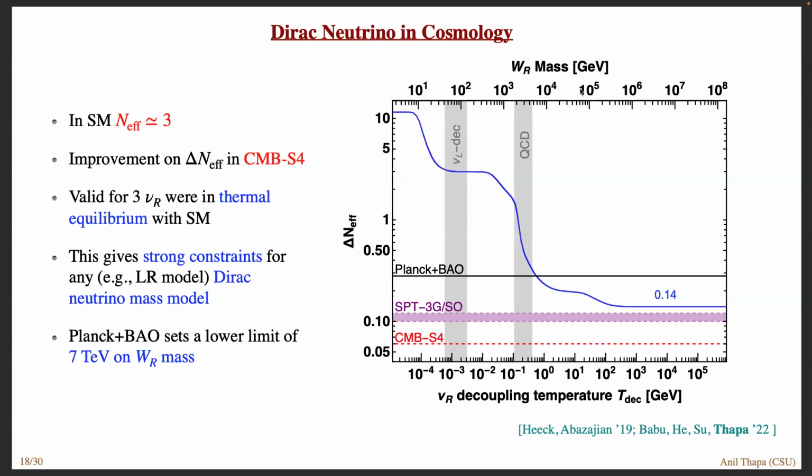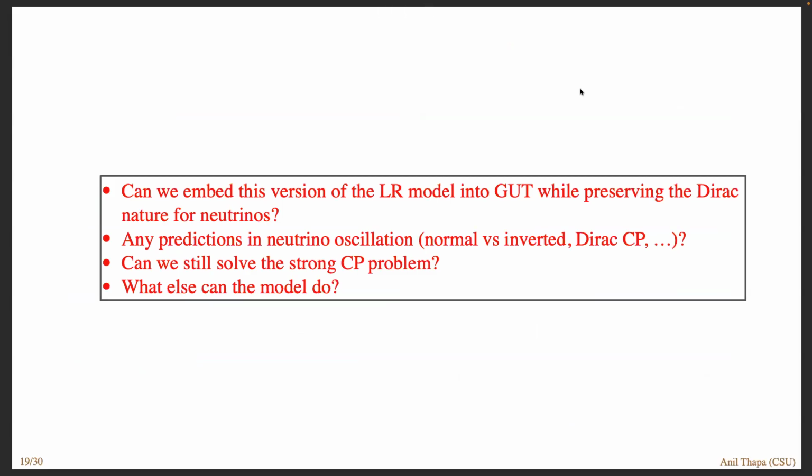Moreover, Planck plus BAO, the current data, will also put a lower limit on the WR mass in the left-right theory, of course, because this right-handed neutrino contribution is directly proportional to the WR. It turns out it has a lower limit of 70 TeV on the WR mass, which is better than LHC, for example. LHC is at 34 TeV. Okay, good. This is a very nice model for Dirac neutrinos, the left-right model.